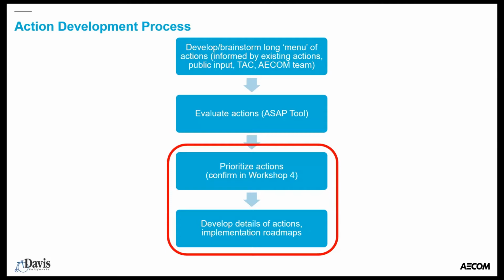We will then confirm that draft list of priorities at our final public workshop in October. And then the final step here is then to flesh out in more detail the prioritized actions to provide an implementation roadmap that the city can follow after plan adoption next year. Next slide, please.